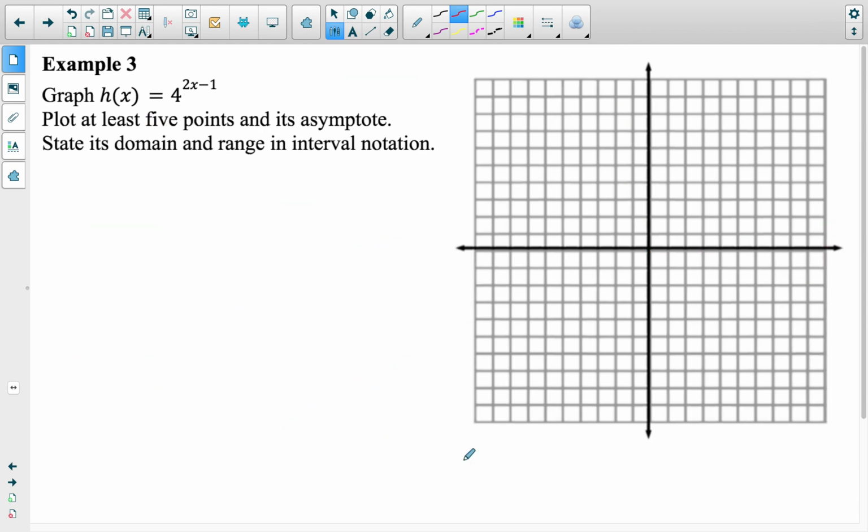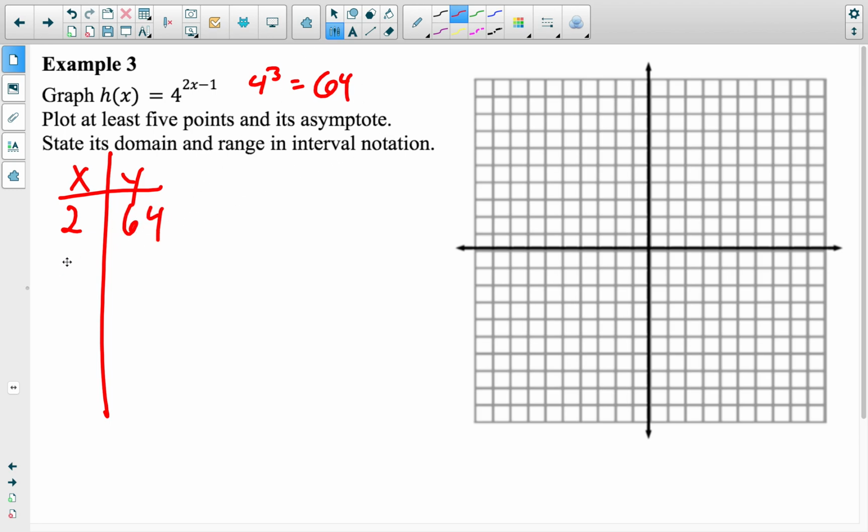All right, let's think about this one for a second. What values for x up here are going to give us integers that would make sense for powers of 4? If we plug in 2 for x, then we get 4 to the 2 times 2 is 4, minus 1 is 3, which is 64.